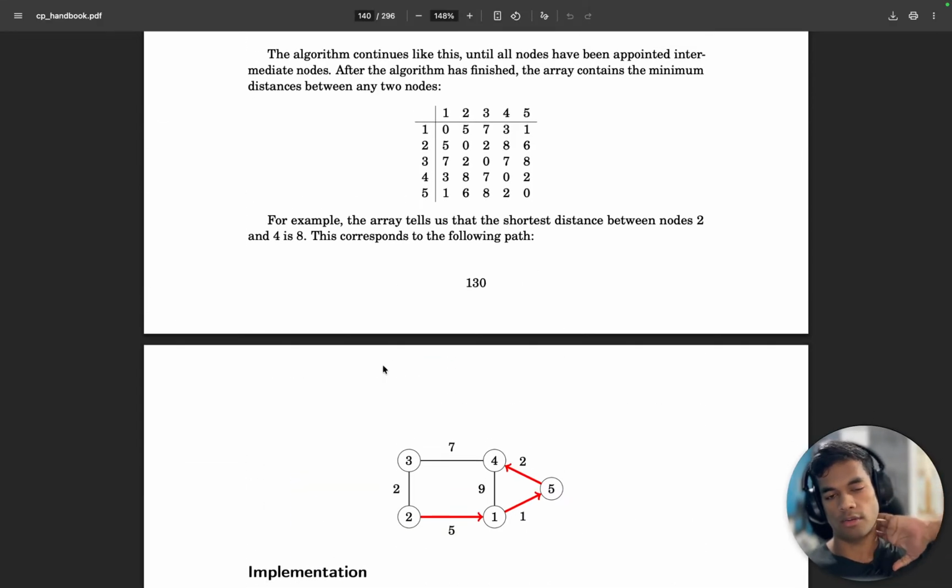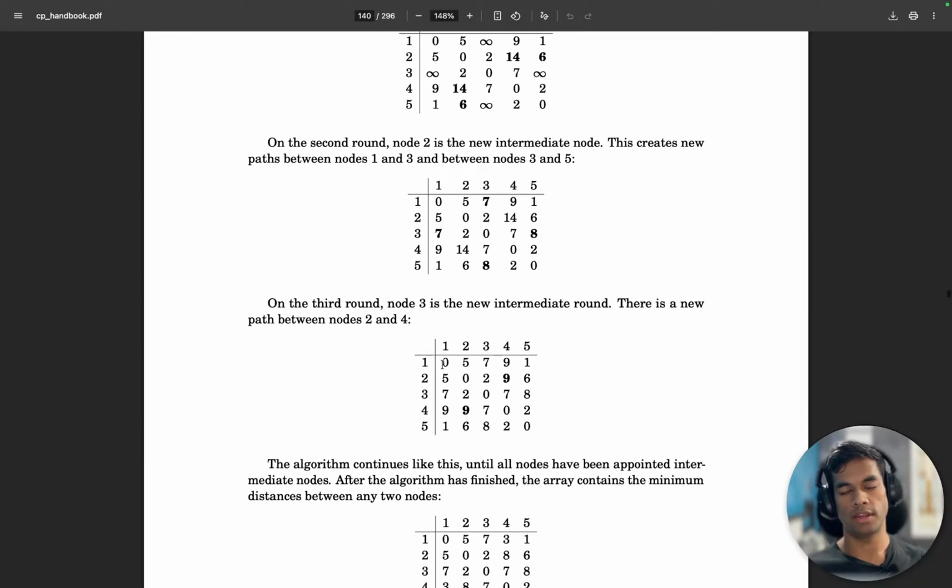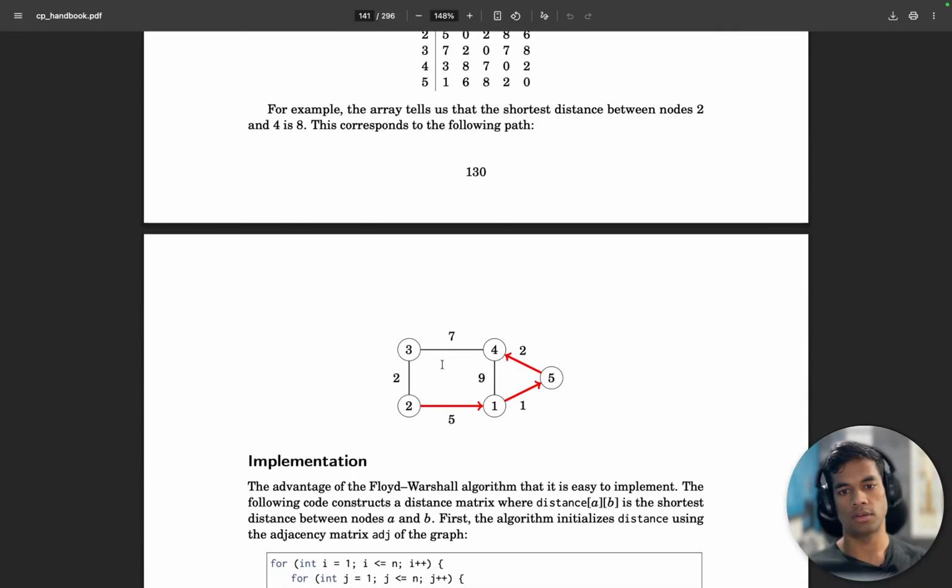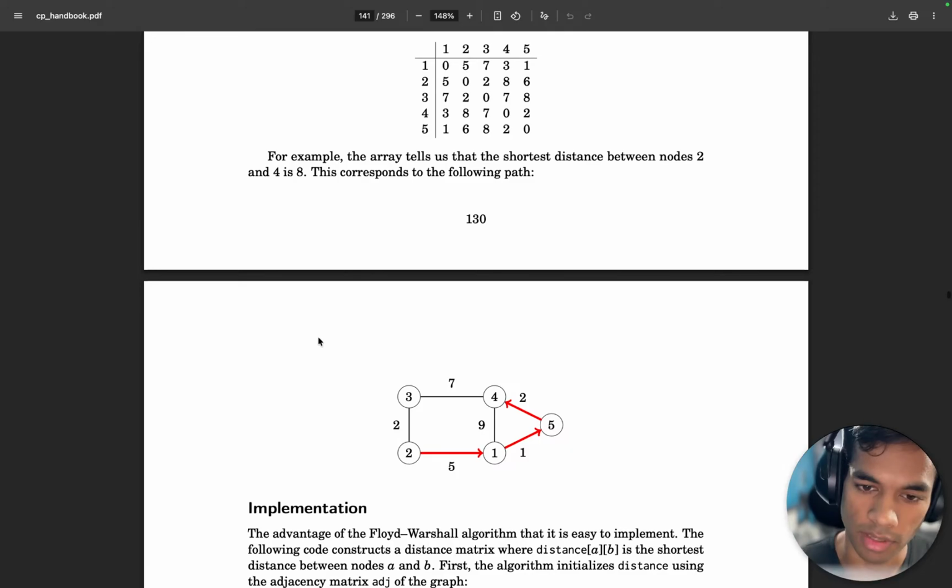Okay, so how are we deciding the intermediate path? The time complexity would be n cube if what I am thinking is correct.